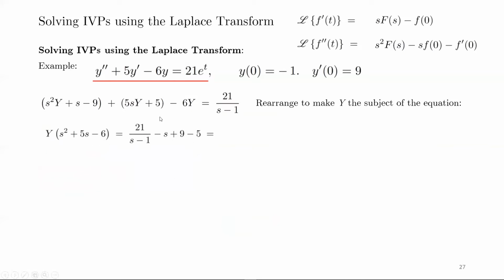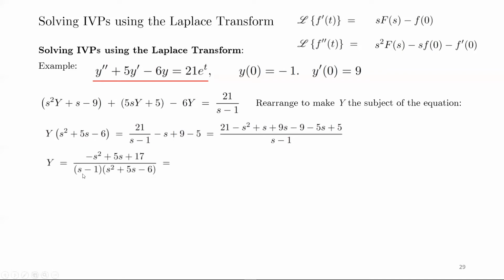And then this term on the right hand side here, I want to write this over a common factor. So I'm going to cross multiply 21 over s minus 1, take away s plus 4, 9 minus 5 is 4, s plus 4 over 1. So those two fractions I'm going to cross multiply to find a single fraction. Okay, and of course I can simplify this numerator here as well. I can then divide through by s squared plus 5s minus 6 to get y as the lone subject of the equation here.